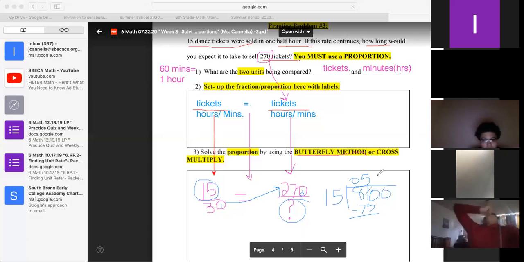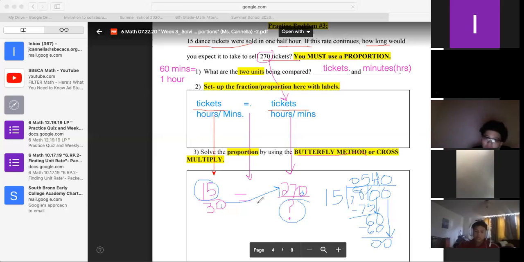This becomes an 11. This becomes a 7. So now this becomes 6. Bring down the 0. This goes in 4 times. 4 times 15 is 60. 0. Bring down the 0. And then 15 goes into 0 times. So it's going to take 9 hours, which is 540 minutes, to sell 270 tickets.